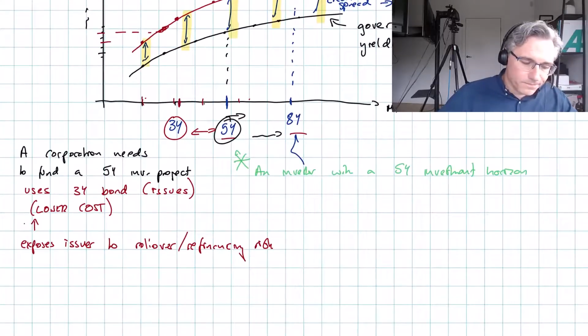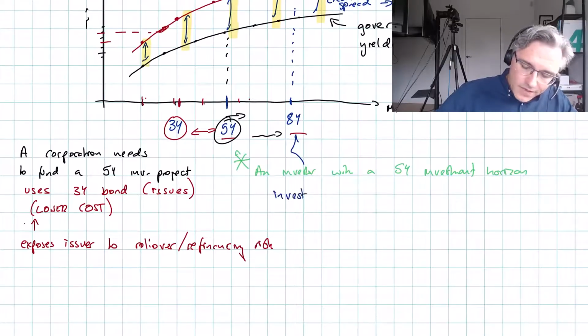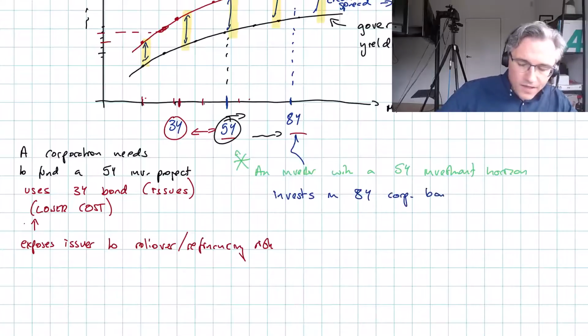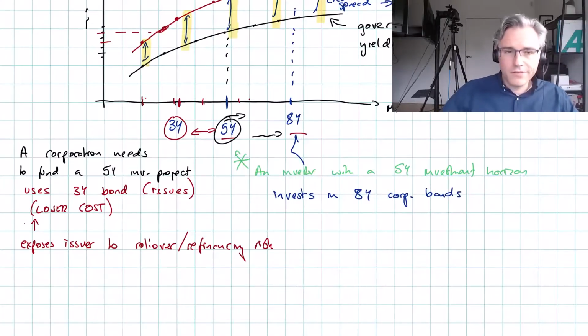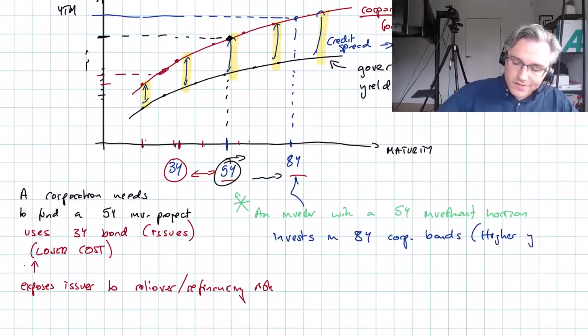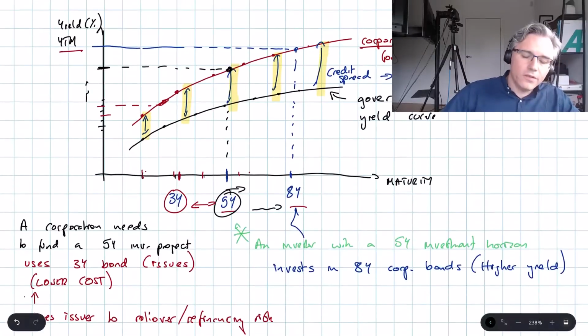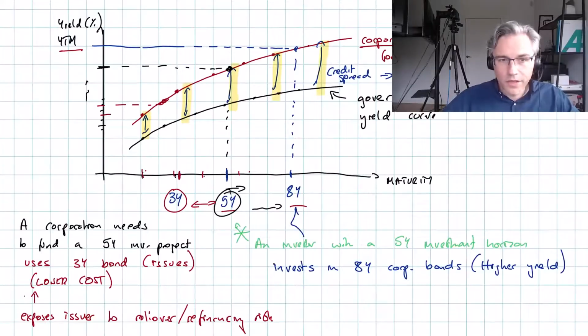So even though they've got a 5-year horizon, the investor invests in 8-year corporate bonds. The same argument could essentially be made for government bonds, in 8-year government bonds, because of the higher yield. But that yield is really true only if you hold the instrument until its maturity date. You'll earn that amount of money. There's a reason why it is called the yield to maturity.